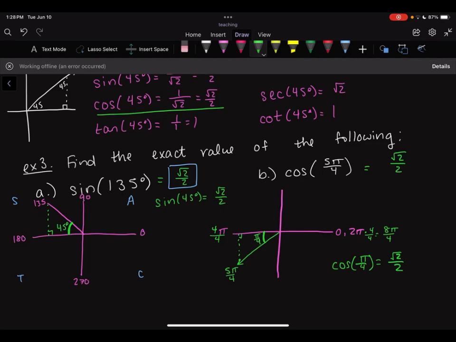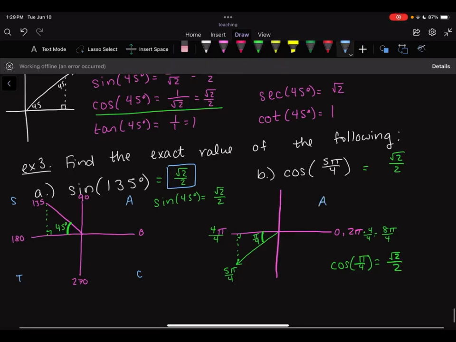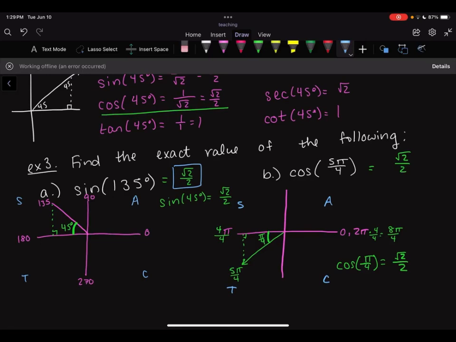But I do have to check the signs. Since it's All Students Take Courses, I'm in quadrant 3, so only tangent is going to be positive, tangent and its reciprocal. So cosine is going to be negative. I can also remember that the x values here are going to be negative, and since cosine relies on the x value, it's also going to have to be negative.